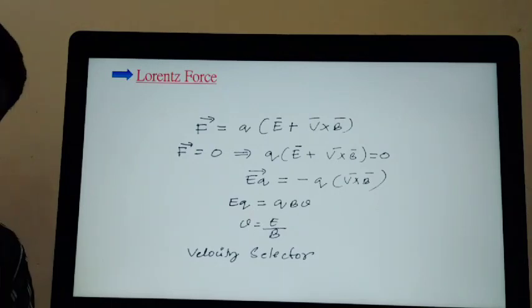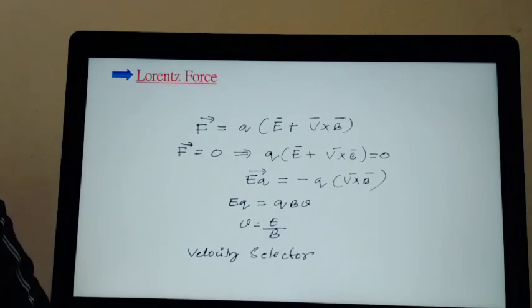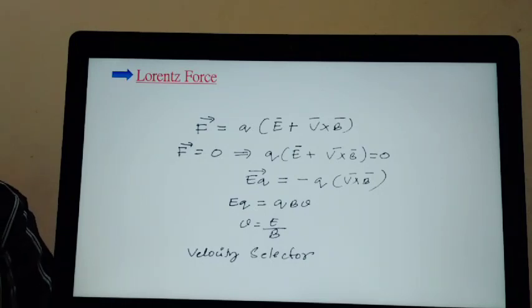So the Lorentz force is the total force on a moving charge in simultaneous electric and magnetic fields. It is the sum of electric force and magnetic force.